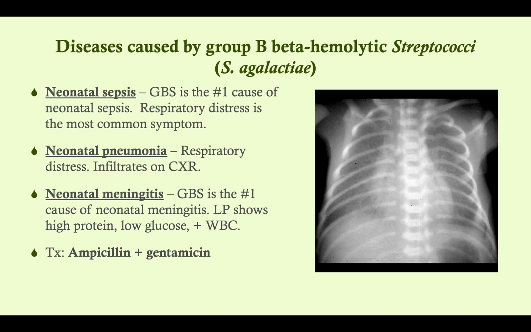And so what we do at 35 weeks, and this is going to be important in your OB rotation, at 35 weeks, we culture the vagina and the perineum and the rectum. And then we see if she's group B strep positive or negative. And if she is group B strep positive, we give her intrapartum penicillin, always. So while she's in labor, we give her intrapartum penicillin.